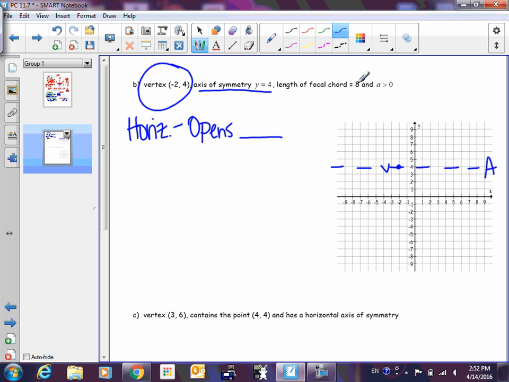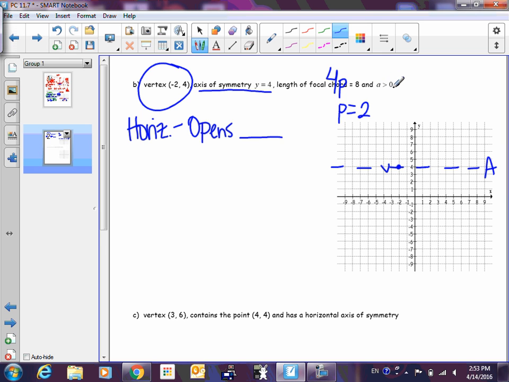Length of the focal chord is 8. How does that help us? Yep, 4p is the same as length of the focal chord, so what does p equal? If 4p equals 8, p is 2. All right, and so I'm either going to go right 2 or left 2 to get the focus. I don't need to necessarily do that, but that's what that means.